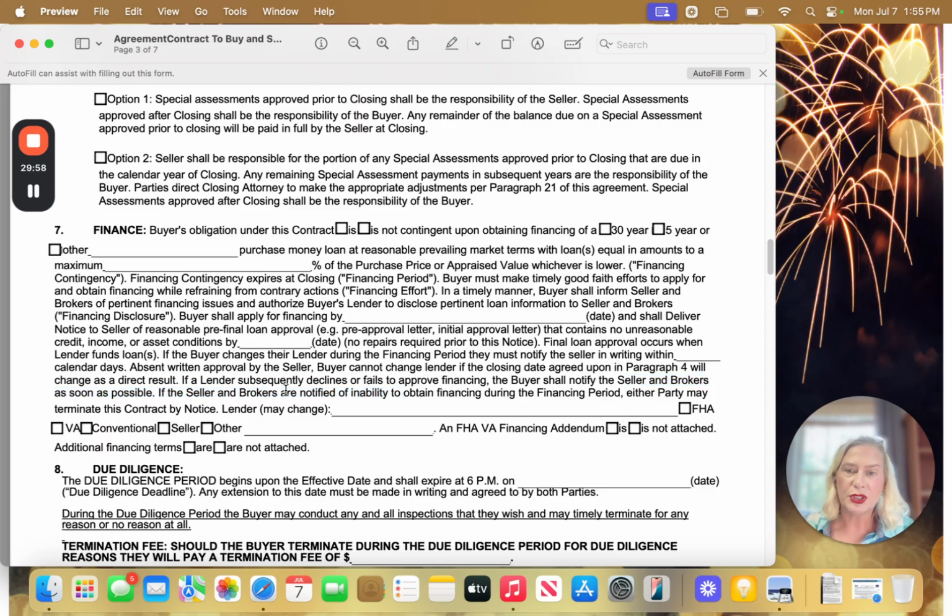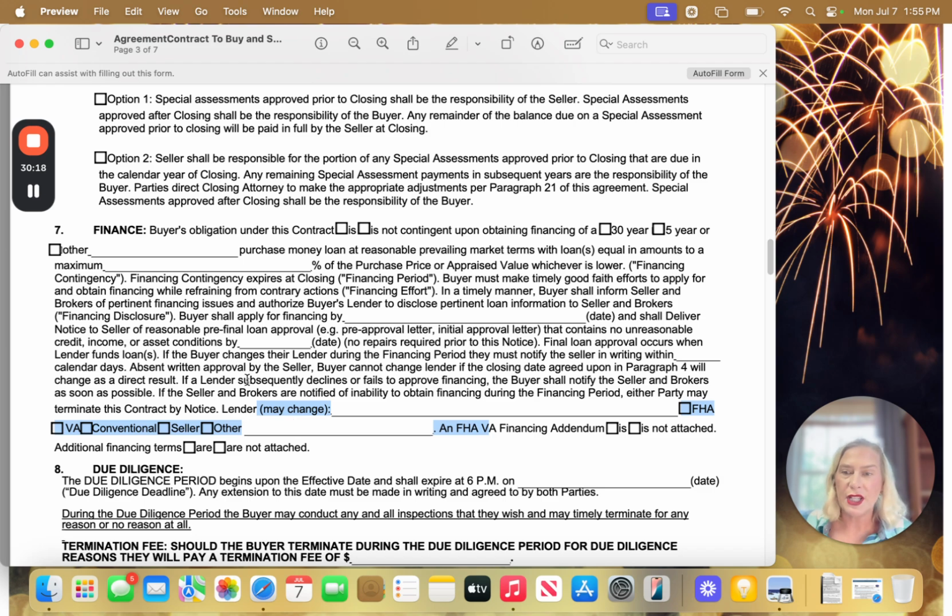If the seller and brokers are notified of the inability to obtain financing during the finance period, either party may terminate this contract by notice. The lender name that your clients are using would go here. It may change. It says may change. Back in the day, we used to have to line through and change it when we changed lenders. Here, we're just notifying that the lender's name may change.